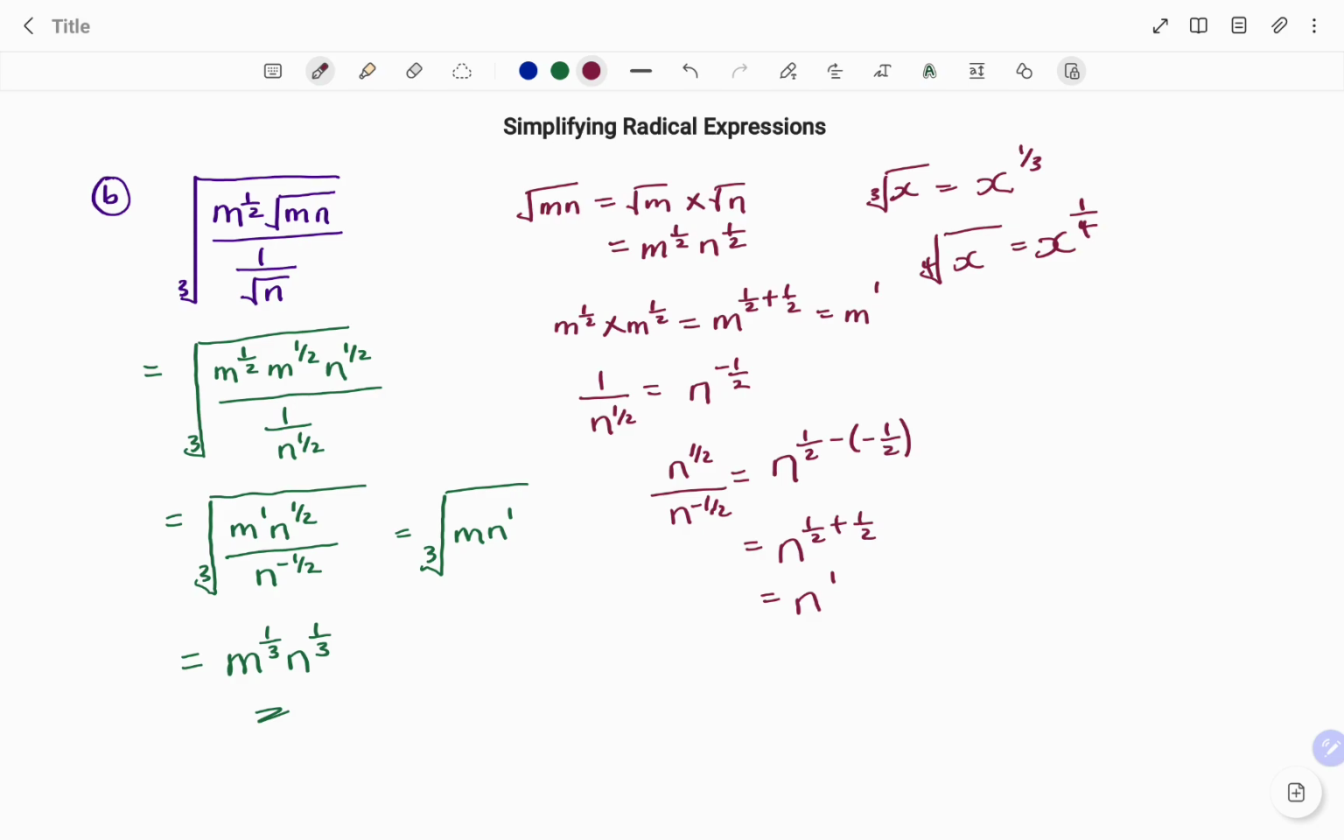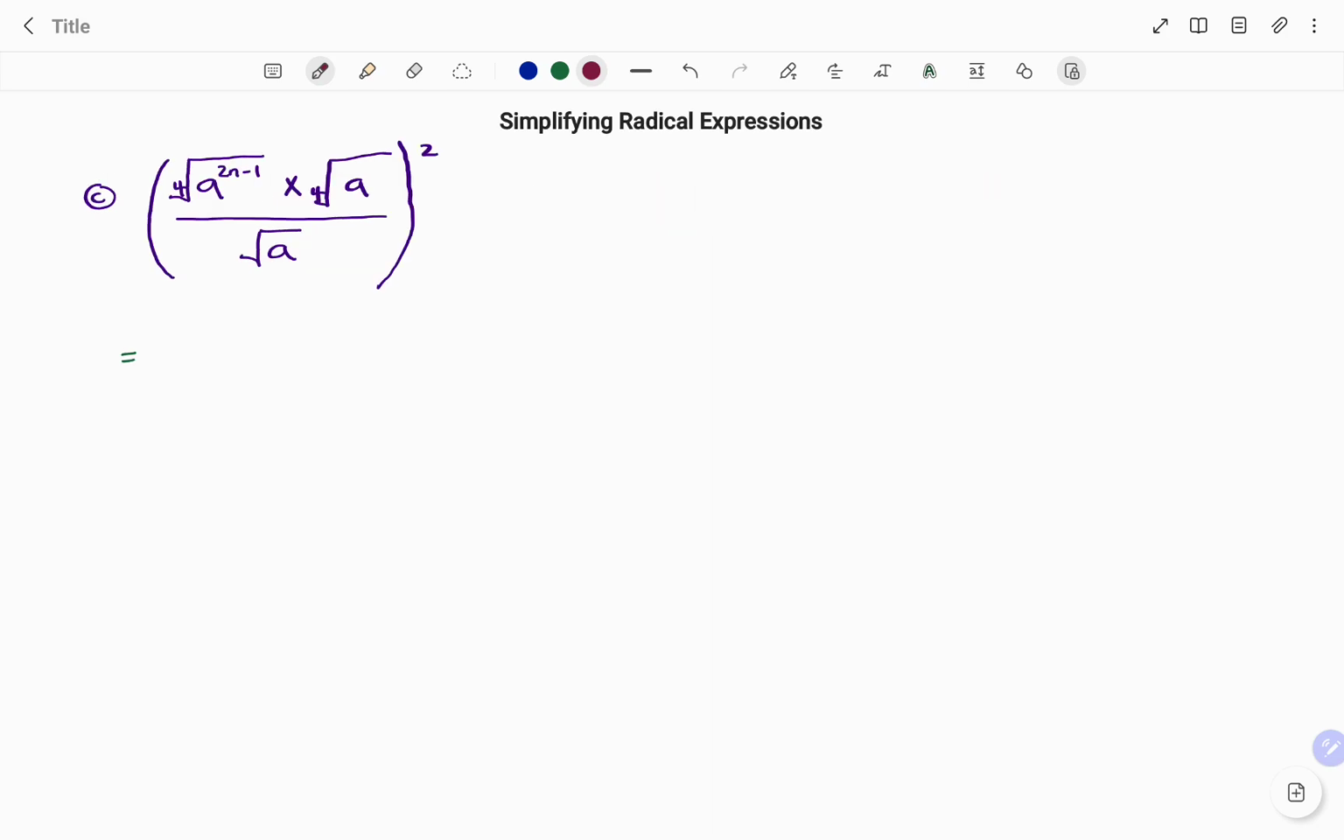Let's look at the last example. In my last example, I have open bracket, fourth root of a to the power of 2n minus 1, multiplying the fourth root of a to the power of 1, all divided by the square root of a.